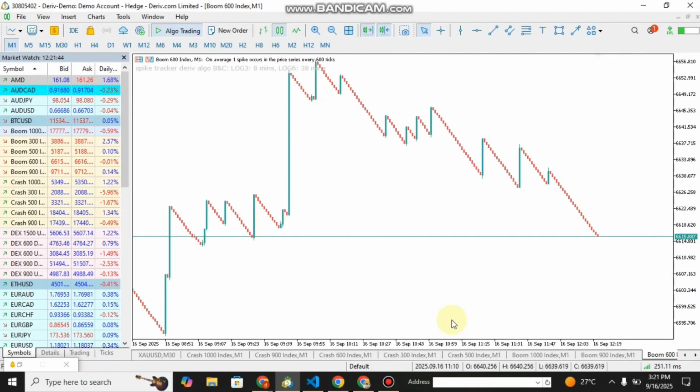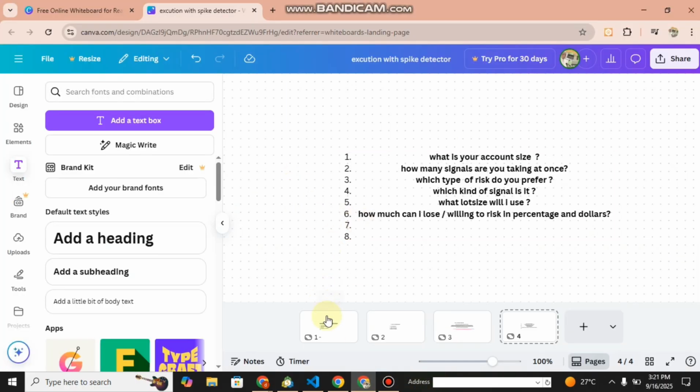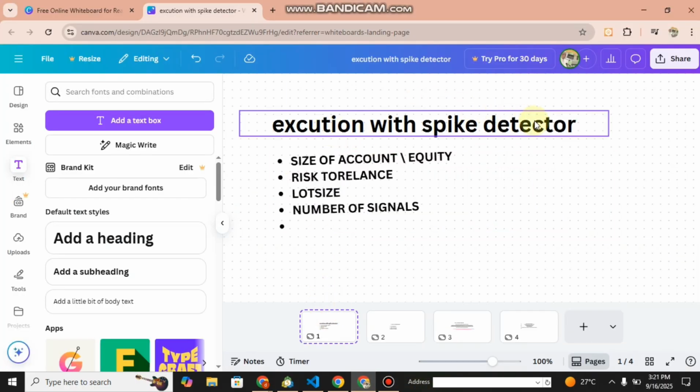In executing and entering your trades, the things that you should consider I have listed here. And we shall start with the execution with the spike detector. This is our topic today. We shall be talking about the size of account equity, the risk tolerance, the lot size, and the number of signals.